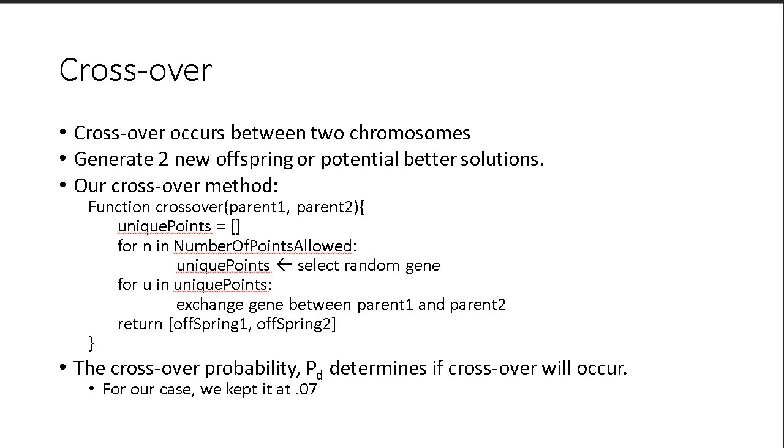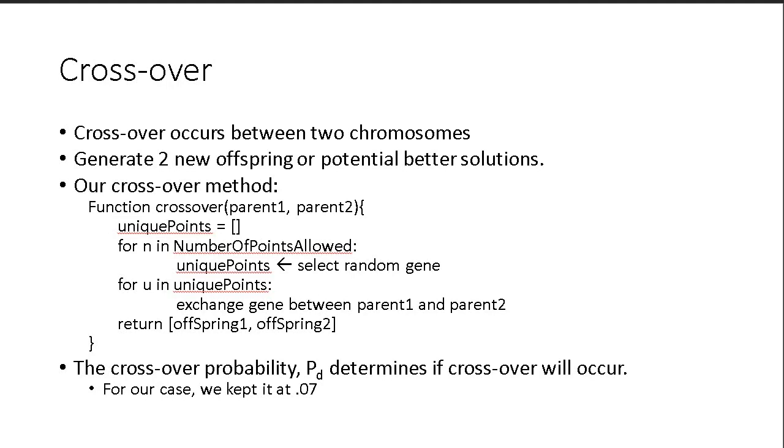And so for up to the number of points allowed, which is a constant we define, it could be 3, it could be 10, it could be any random arbitrary value, as long as it's less than the length of the chromosome. But we try to keep it at an optimal or ideal value, so we don't want to be crossing over too many points or too few points.